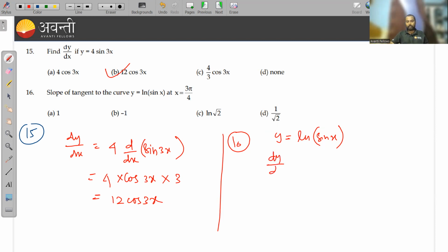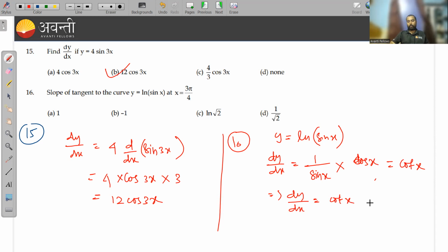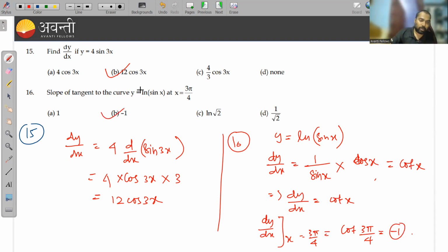That is dy by dx is equal to 1 upon sine of x by using the chain rule. Derivative of sine x is cos x. So cos x upon sine x is cot x, right? We are getting here dy by dx as cot of x. And the question asks to find the slope of the curve at the point x is equal to 3 pi by 4. It is cot of 3 pi by 4, which is minus 1. Right? Clear, everyone? So option B is correct.